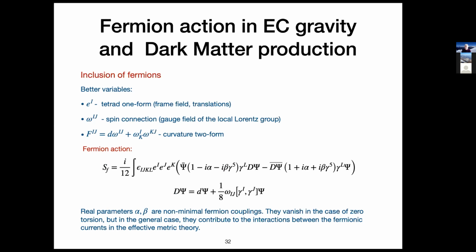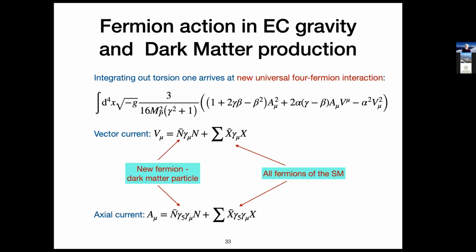The better language for discussing fermions in Einstein-Cartan gravity is to deal not with the metric and the Christoffel symbol, but with the tetrad, the frame field, which is associated with translations, and the spin connection, which is nothing but the gauge field of the local Lorentz group. So what you do, you write the most general term for the fermionic action. It happens to contain some new parameters again. To some extent, these parameters are similar to the Holst term and the Nieh-Yan invariant. You start from that, you solve for torsion, and what you find at the end of the day is that the theory contains a new four-fermion interaction.